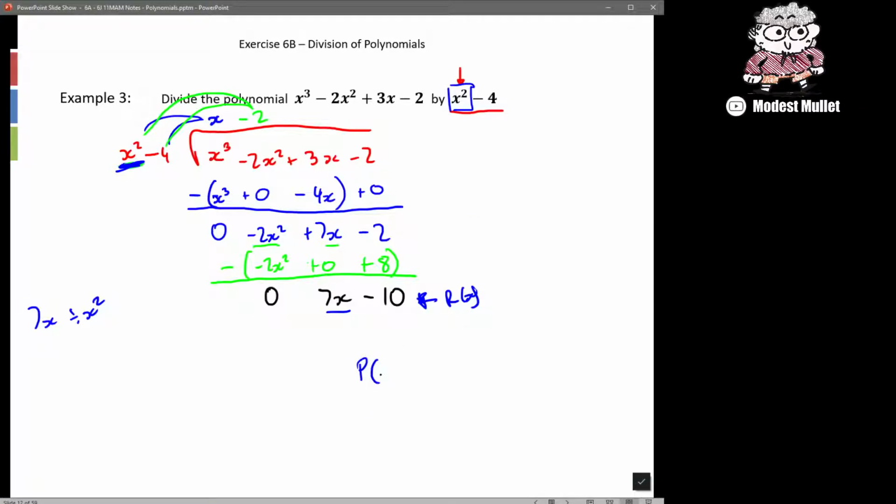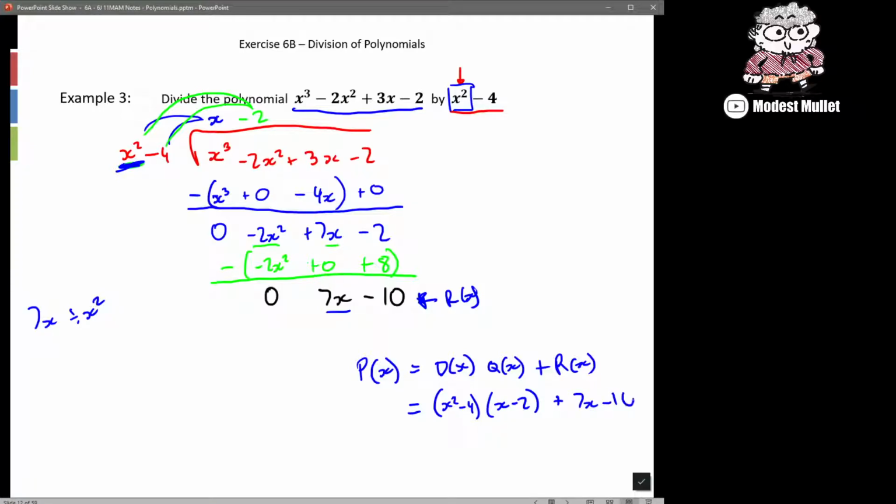So, as always, our original polynomial is equal to the thing that we're trying to divide by, times answer plus remainder. So we get, in this case, this original polynomial when divided by x squared minus 4. We can rewrite this as x squared minus 4, our answer which was just x minus 2, and then our remainder was plus 7x minus 10.